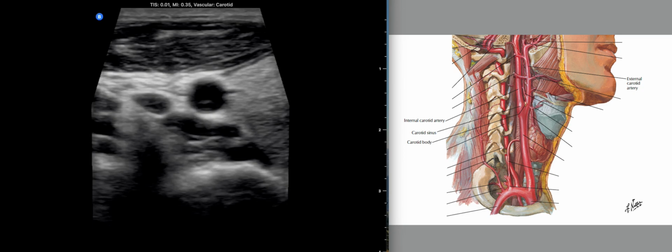So in this scan, I really wanted to focus on the carotid artery and move up towards the carotid sinus. And I thought it would be helpful to have a Netter image just to reference kind of where we are. So I'm going to start, you can see the thyroid right here.